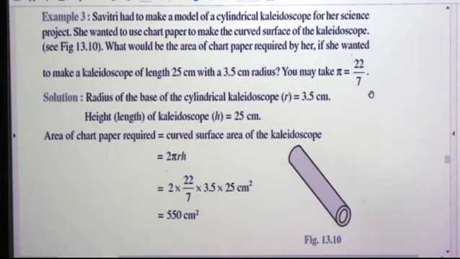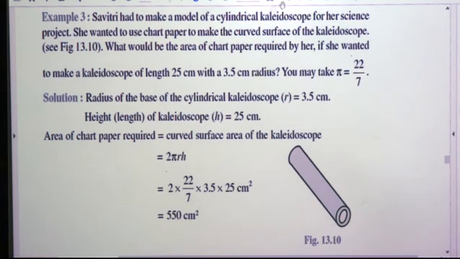Understand the question carefully. Savitri wants to make a model of cylindrical kaleidoscope for her science project. She wanted to make it from chart paper. So, she wanted to use chart paper to make the curved surface area of the kaleidoscope, means this curved surface area is from the chart paper. What would be the area of chart paper required by her if she wanted to make a kaleidoscope of length 25 centimeter with a 3.5 centimeter radius?